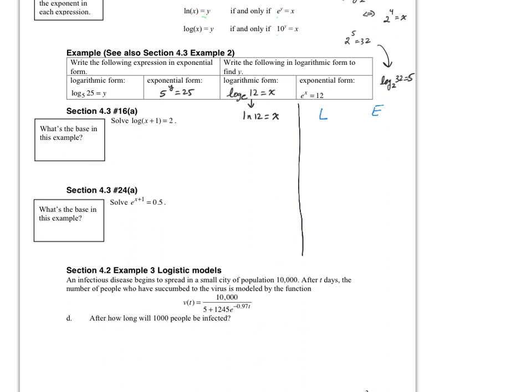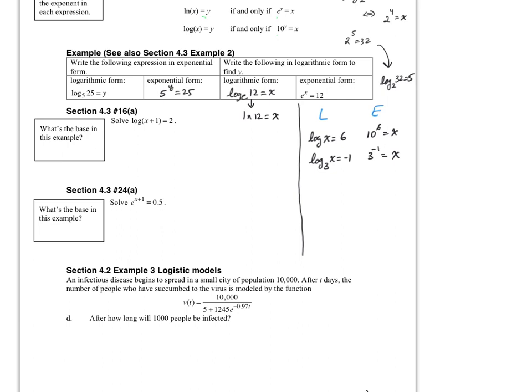So if you have log x equals 6, and there is no base, then the base is 10 automatically. So that means in exponential form it will be 10 to the 6th power equals x. If you have, let's say, log base 3 of x equals minus 1, this means that 3 to the negative 1 is equal to x.